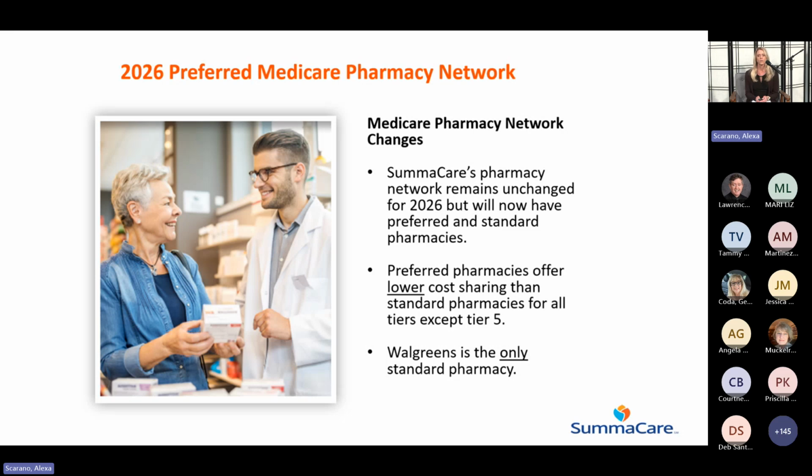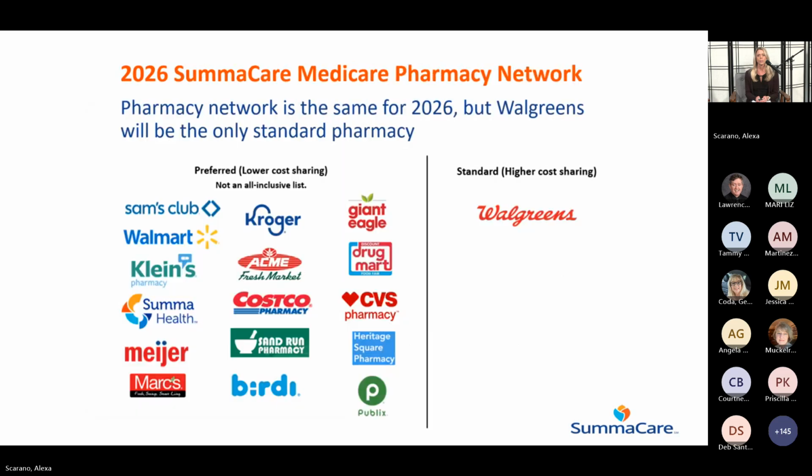And then Walgreens is really the only standard pharmacy where the cost share will be slightly higher than our preferred pharmacies. So just to depict that, we still have Giant Eagle, Walmart, Klein's, Summa Health Pharmacy, Acme. All of your major pharmacies and our mail order are still preferred pharmacies. The only one, again, that will have higher cost sharing will be Walgreens. It touches about 3,500 of our 26,000 Medicare members.